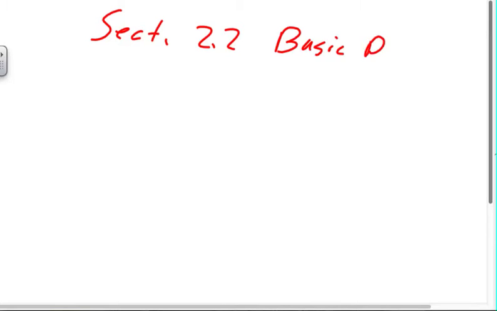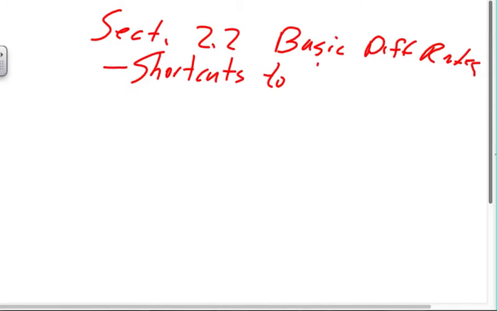Section 2.2. We're going to be talking about some basic differentiation rules. You can think of these as shortcuts to the limit definition. And that's really what they are. All these rules were derived from the limit definition.